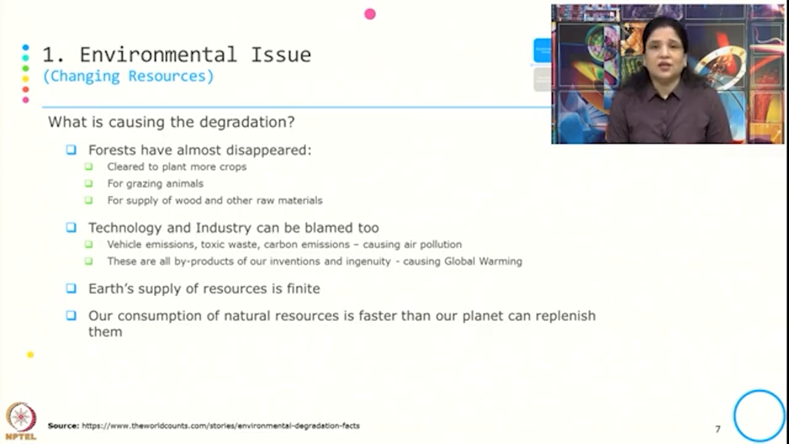But the fact is that the earth's supply of resources is finite, and our consumption of natural resources is faster than our planet can replenish them. So that creates pressure on the resources available to us.